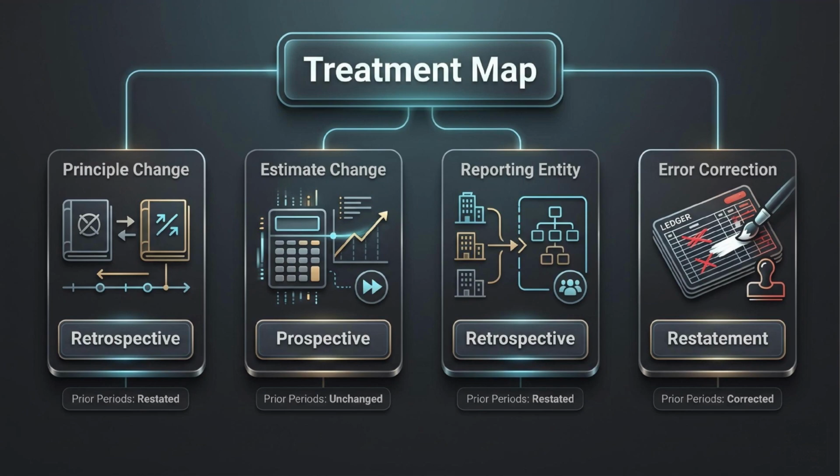This is the heart of ASC 250. Principal and entity changes look backward for comparability. Estimates look forward because they use new information, and errors correct the past when the past was wrong.